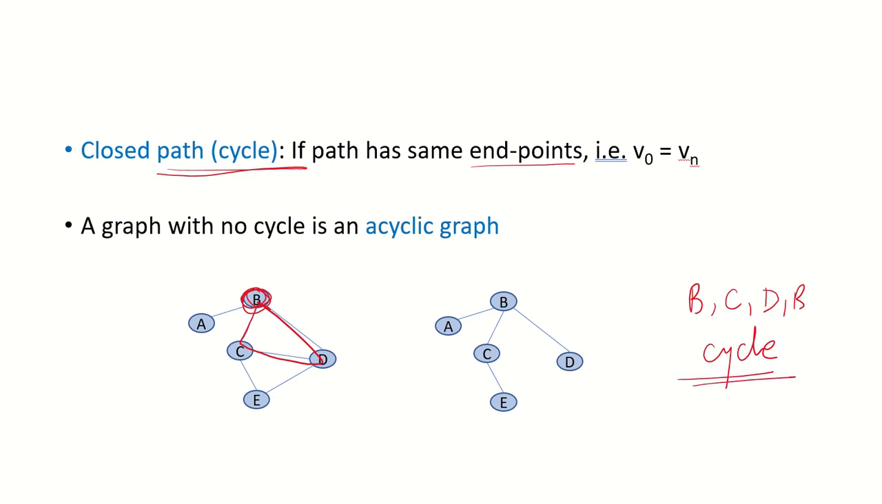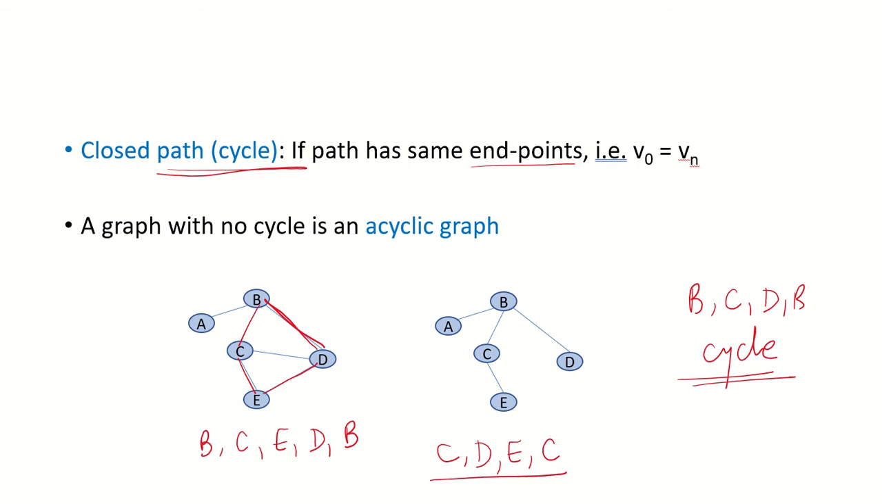Can we have another closed path? Can you see another closed path over here? B, C, E, D, B. Again, the starting and the end points are the same. So this is again a cycle or a closed path. C, D, E, C. This again is a closed path or a cycle.